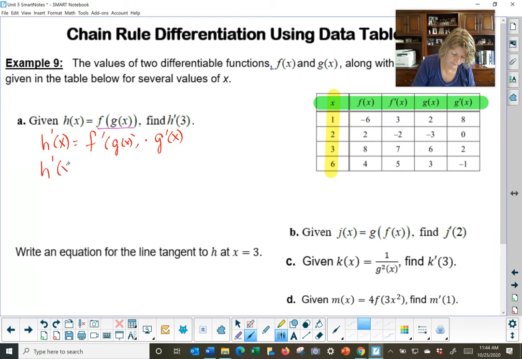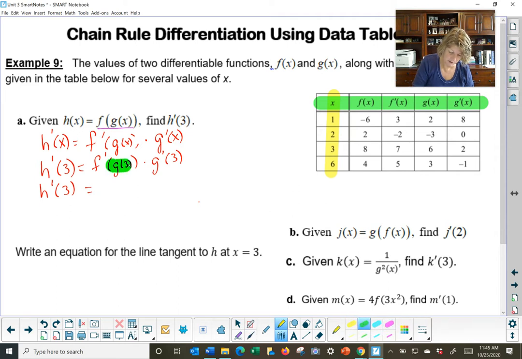h prime of, let's do 3 next. I want to find it at 3, which would look like h prime of g of 3 times g prime of 3. Now for the table work. I am going to have a couple steps yet because I am going to take a separate line just to evaluate what g of 3 is. And I would advise you to do likewise because I find people try to do too many steps at once and then they mess it up.